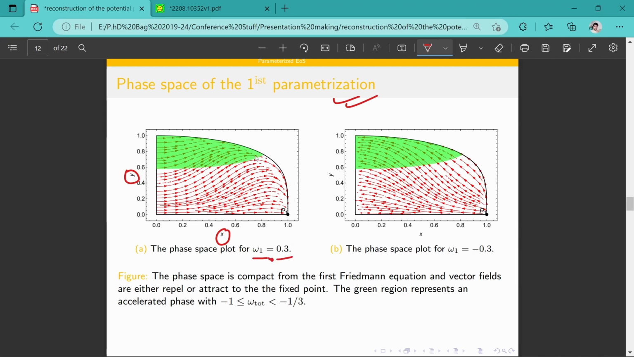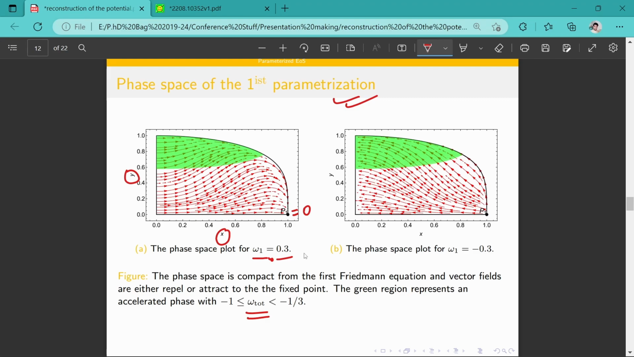Okay, now my critical point is depending on omega 1, and there is a white region as well as the green region. This green region shows you the accelerating region, where the whole system can be in acceleration if omega total lies between -1 and -1/3. So the green region is showing the accelerating region. On the other hand, this P1 is a non-accelerating region, and when we evaluated, we found that at this critical point the omega total came out to be 0. So again, it is showing you the matter phase of the universe.